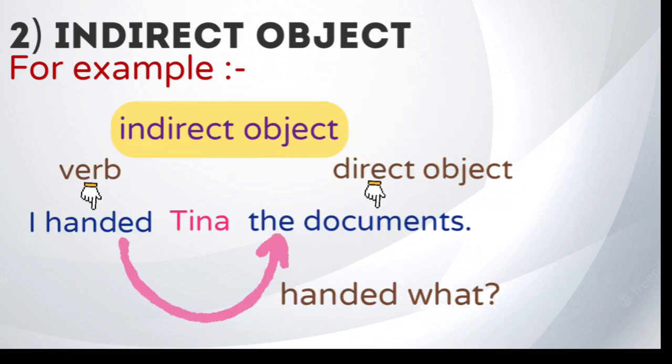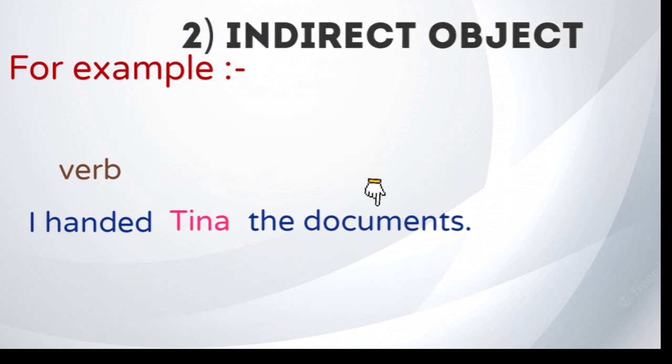Okay. Another example, I handed Tina the documents. Here, handed is a verb. Handed what? The documents. So the documents is the direct object and the documents are handed over to whom? Tina. So Tina is an indirect object. As specified, the indirect object will appear before the direct object. Here you can see Tina is exactly before the direct object, the documents. I have tried to explain it in a very simplified manner, so I hope you have understood this topic thoroughly.